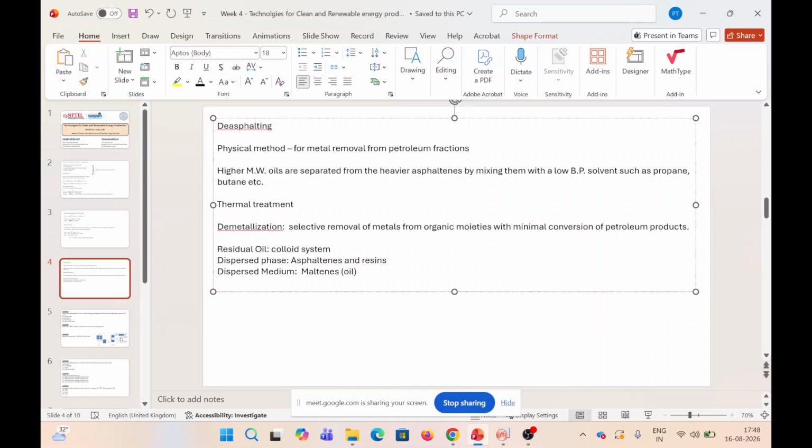And what actually happens to this residual oil is, if you heat it, if you do some sort of thermal cracking, that is take it to high temperatures, then this oil phase, that is your dispersed medium or the continuous phase, will crack, and the asphaltenes will get released, and the colloidal equilibrium will be affected. So we do some sort of residual oil upgradation.